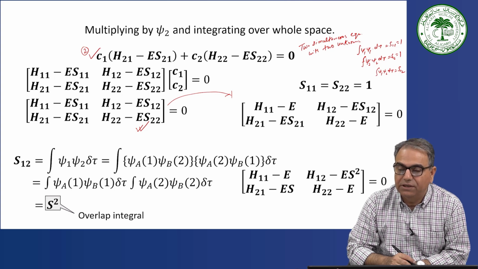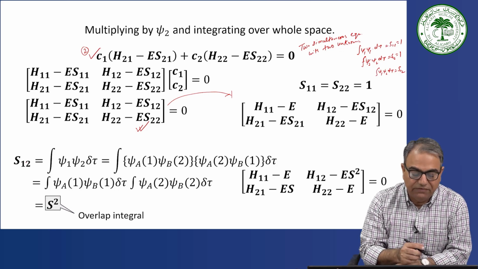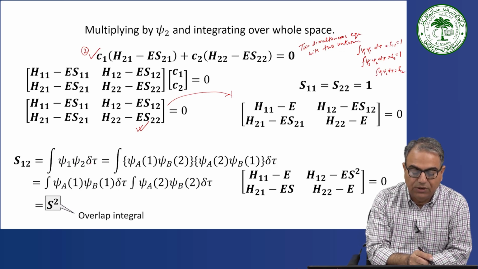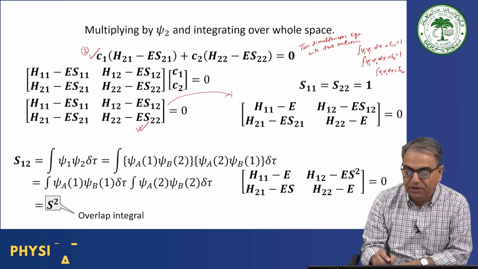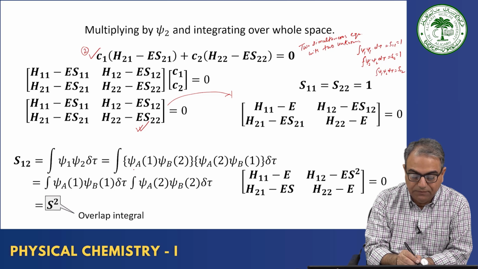Let's see why I have not written S12 equal to 0. So if you look at S12, what is this? It is ∫psi1 psi2 dτ. And what is your psi1? Psi1 is psi A1 psi B2, and psi2 is psi A2 psi B1, dτ. So it is your psi1.